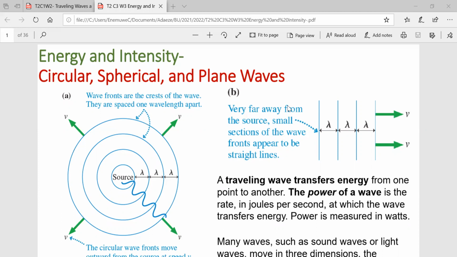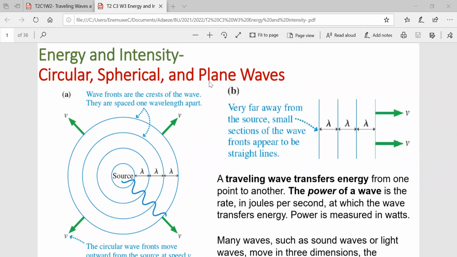Today we want to look at the concluding part of our chapter 15, and we'll begin with the topic energy and intensity. We'll be discussing that amongst other subheadings, just to conclude that chapter on traveling waves. Okay.